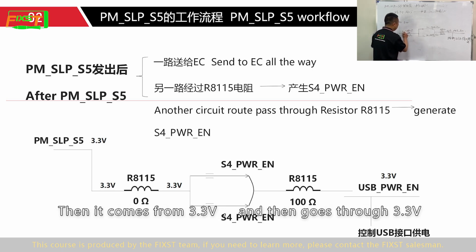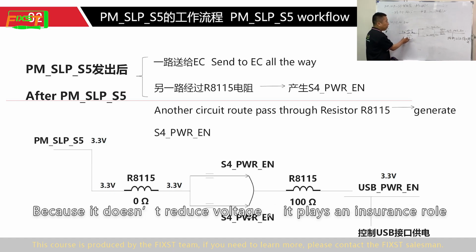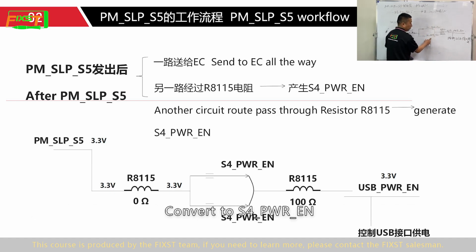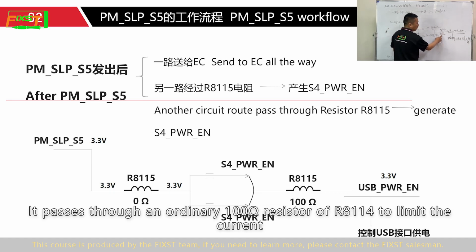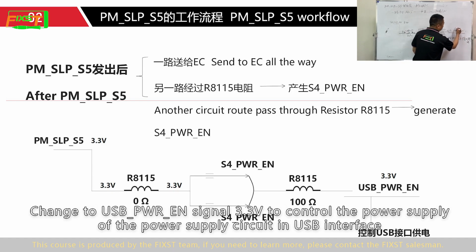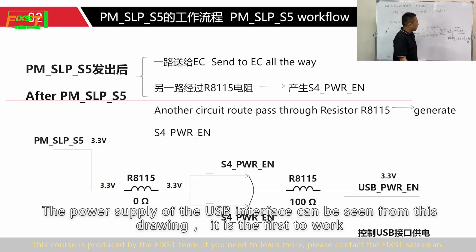Then it comes from 3.3 volt and then goes through the 3.3 volt. Because it doesn't reduce voltage, it plays an insurance role. Convert to S4 PWR EN. It passes through an ordinary 100 ohm resistor of RA114 to limit the current. Change to the USB PWR EN signal 3.3 volt to control the power supply of the USB interface. The power supply of the USB interface can be seen from this drawing. It is the first to work.